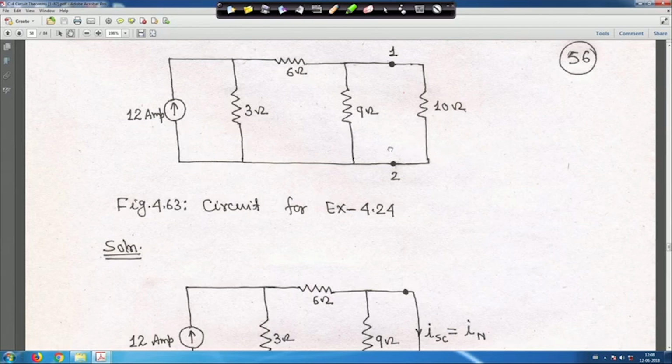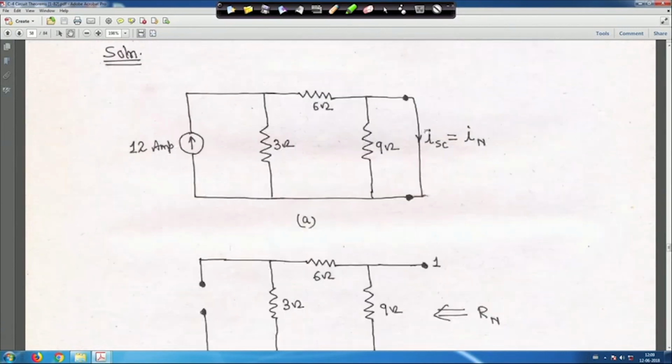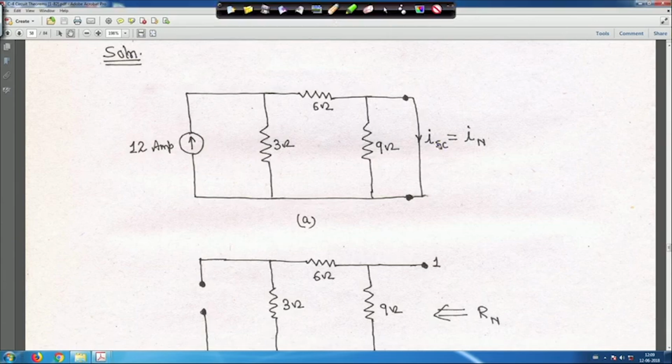So, to find this short circuit current, this is the circuit you have to work with. This ISC is here, right, look how we will do it. This is short circuit. So, 10 ohm is out now. Now, this is 12 ampere. So, find the current through this branch and the current through this branch, right.